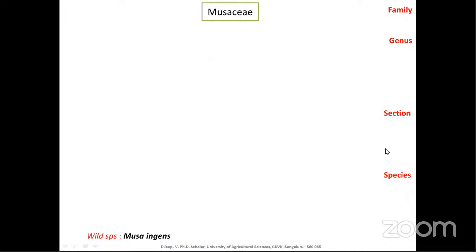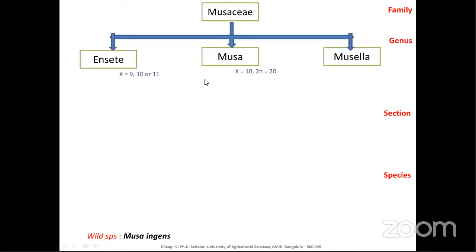And among them, what are the species? So the wild banana species is called Musa ingens. Okay. So here the Musaceae consists of three genera: Ensete, Musa, and also Musella. So we know that Musa x equals 10 or 20, and Ensete 9, 10 or 11, and Musella.